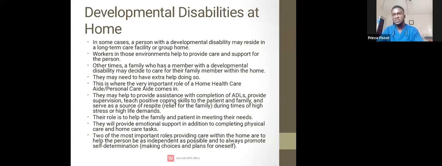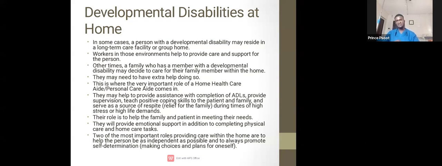in some cases, a person with a developmental disability may reside in a long-term care facility or a group home, and workers in those environments may help to provide care and support for the person. Other times, a family who has a member with a developmental disability may decide to care for their family member within a home, and they need extra help doing so. But this is where the important role of the home health care aide or personal care aide comes in.